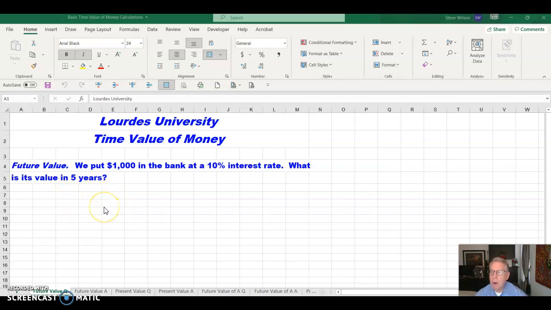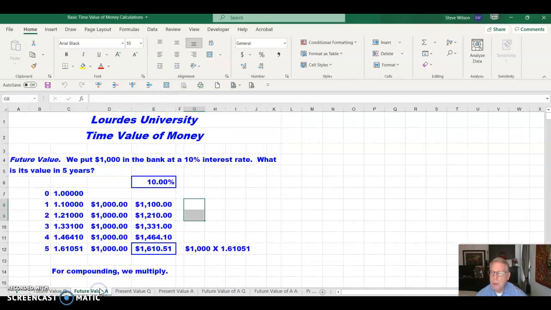Okay, so I put $1,000 in the bank at a 10% interest rate. What's its value in 5 years? How would we do that? Well, we would set up this little matrix. I call this Steve's way. There are other ways to calculate this, but I want you to see how it's done manually.